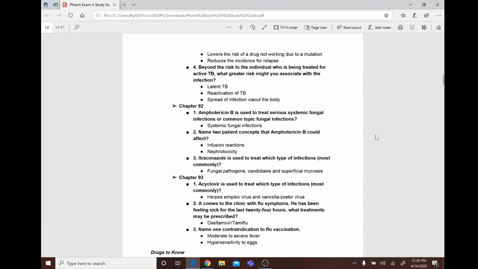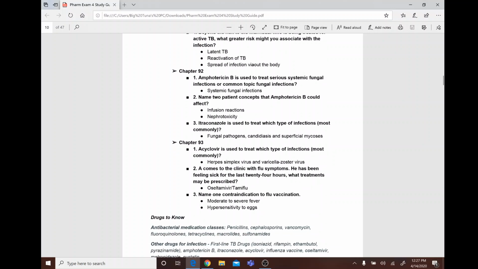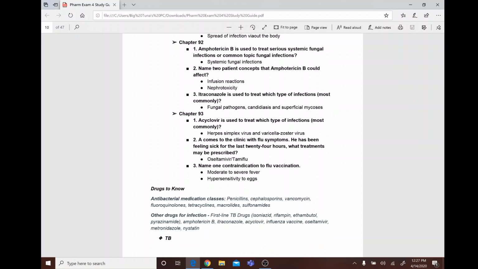Beyond the risk of the individual who is being treated for TB, active TB, what greater risk might you associate with infection, latent TB, reactivation of TB, or spread of infection throughout the body? Amphotericin B is used to treat serious systemic fungal infections or common topical fungal infections. Systemic fungal infections. Name 2 patient concepts that amphotericin B could affect: infusion reactions and nephrotoxicity.